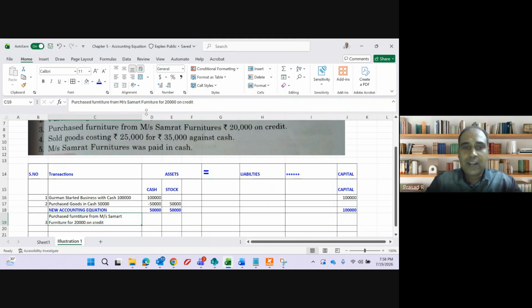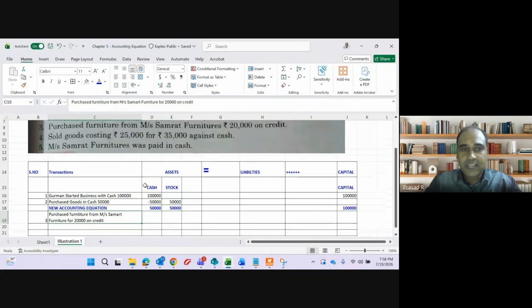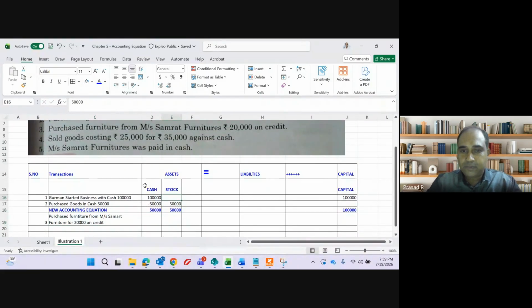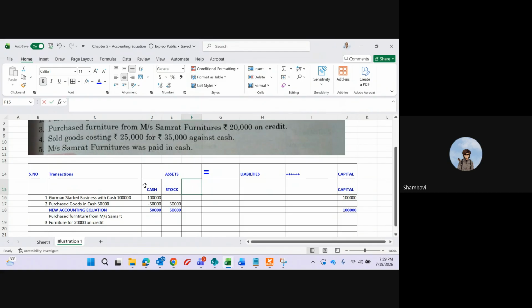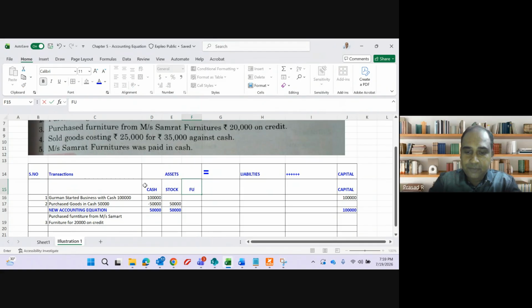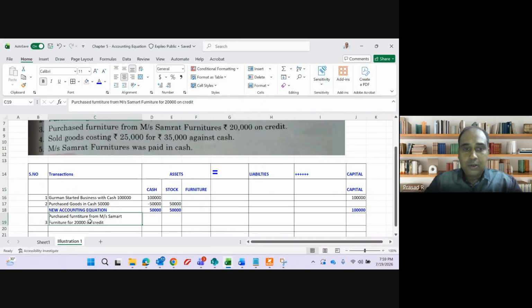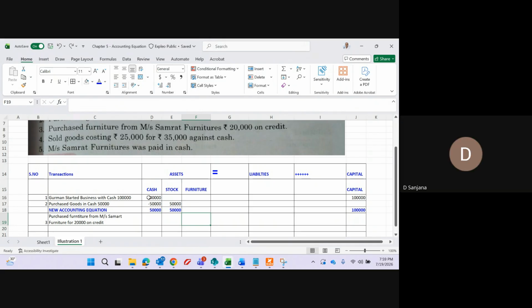2 accounts are involved, guys. What is coming into my business? A new thing is coming into my business. What is that thing called? Furniture, sir. Furniture is an asset, right? It will come under the asset category. Now I am getting furniture. I am introducing a new category under asset. I had cash, I had stock, but I did not have furniture. So I introduced a new category called furniture. Clear?